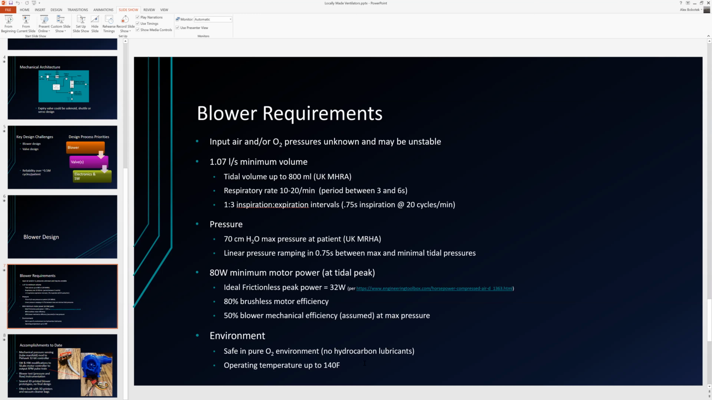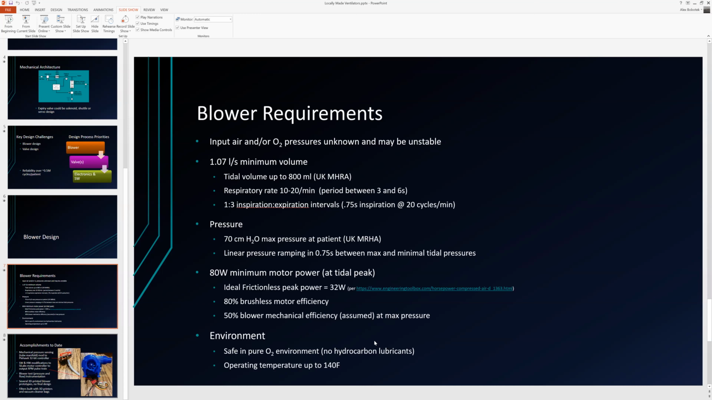And a bit about environment here. Hydrocarbon lubricants are definitely a bad thing in a pure oxygen environment. And I believe motors would have to be cleaned, probably in a solvent soak, and then bearings re-oiled with a fluorinated polymer lubricant, which is readily available in welding supply and some other industrial supply houses. So there would certainly have to be a relubrication.